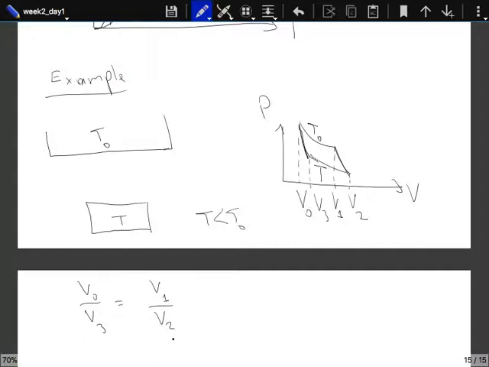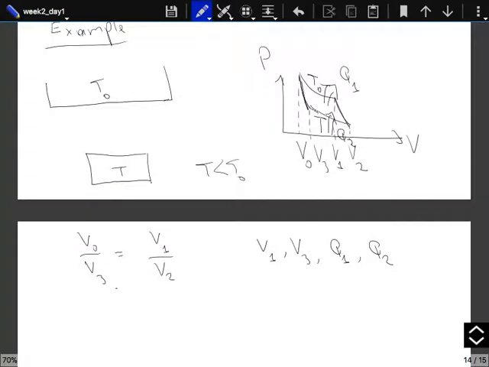So we somehow need to determine those. Okay, so what are the unknowns we have? Let's fix the unknowns. We don't know V1, we don't know V3, we don't know Q1, and we don't know Q2. Q1 is the heat taken from the colder reservoir, and Q2 is the heat dumped to the hotter reservoir. Now we already know certain properties. For example, Q1 over Q2 is equal to T0 over T. This is another constraint we have.